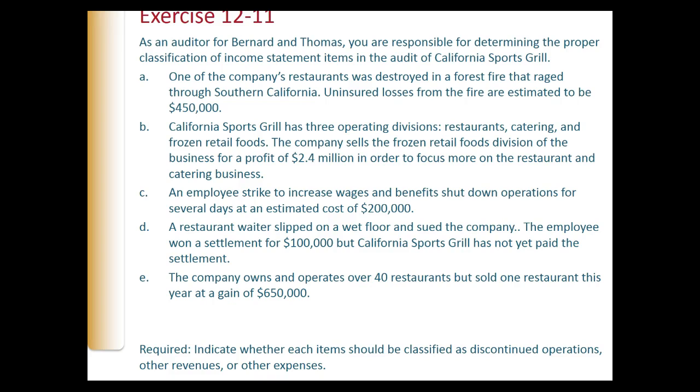Exercise 12-11. As an auditor for Bernard & Thomas, you're responsible for determining the proper classification of income statement items in the audit of California Sports Group. So it gives us 5 scenarios, and we have to determine whether each item should be classified as discontinued operations or other revenues or other expenses.